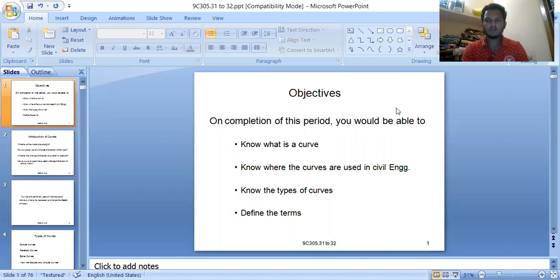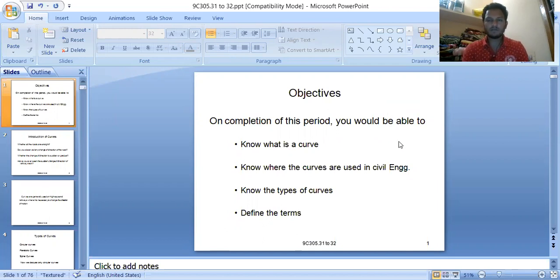Today, I would like to cover the chapter curves, which is very important in surveying. Till now, we have discussed tachymetric surveying, trigonometrical leveling surveying, and now in this class, I am going to cover some portion of curves.